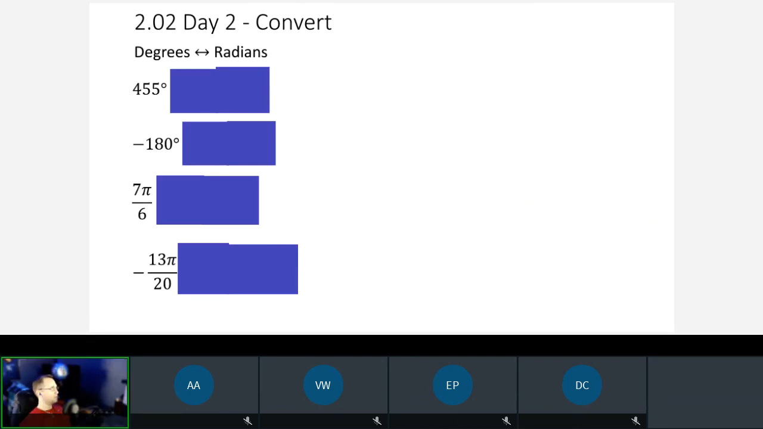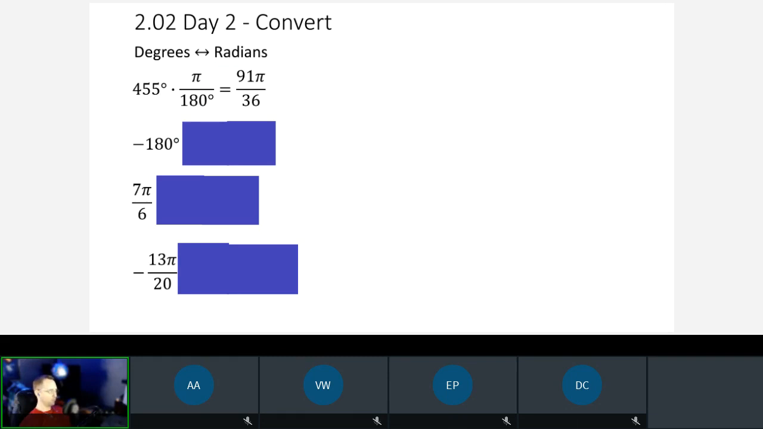All right, convert. This should be super easy. So all of these we got to convert either from degrees to radians or radians to degrees. So all of you should be a pro at this by now. So 455 times what? What do we multiply that by? Pi over 180. Yep. And we just type that in, hit enter, and we get 91 pi over 36.